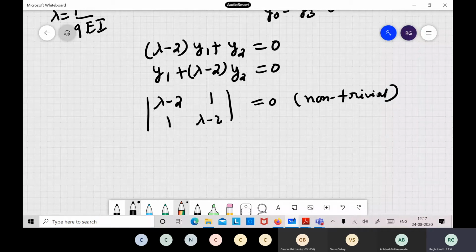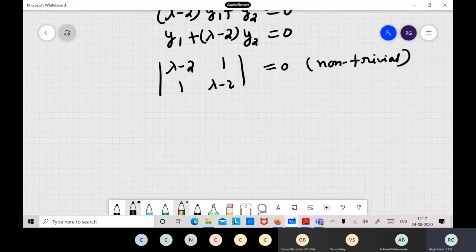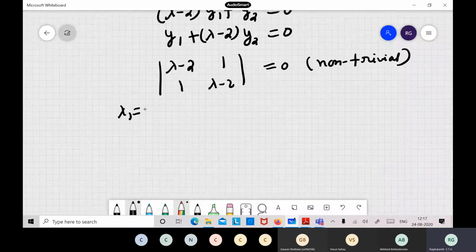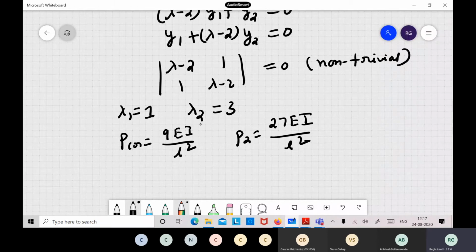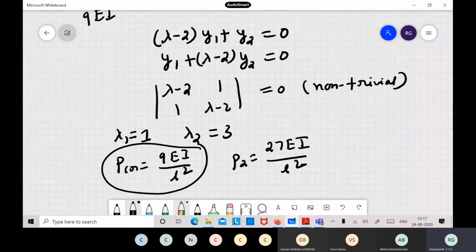Anyway, you solve this one, and the first root is lambda 1 equal to 1 and lambda 2 is 3. So your buckling loads: for lambda equal to 1 it is 9 EI by L square, and the other is 27 EI by L square. Of course, the lowest one is 9 EI by L square.